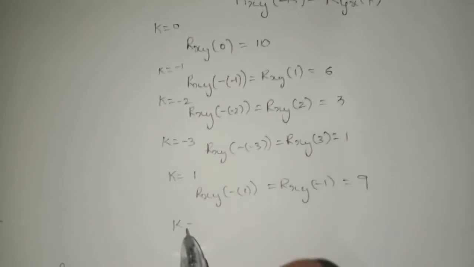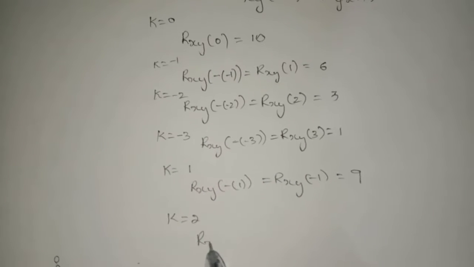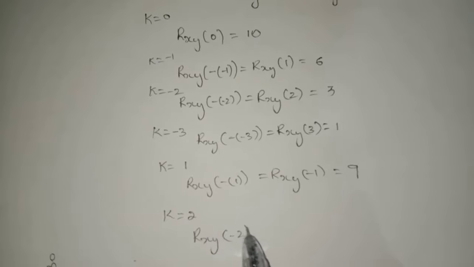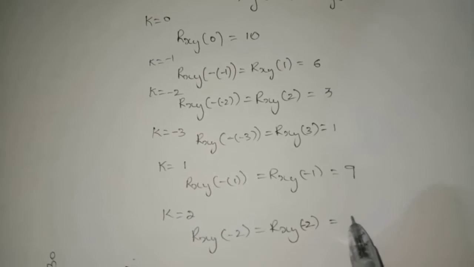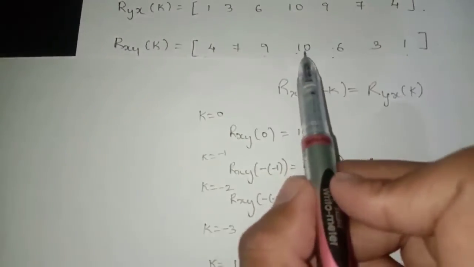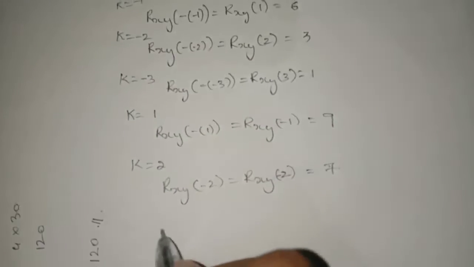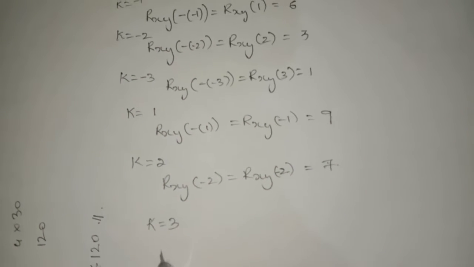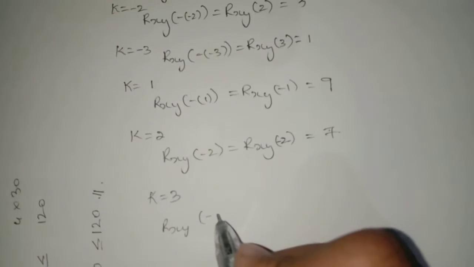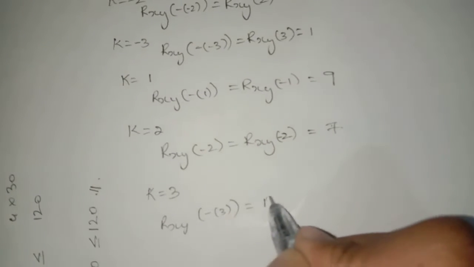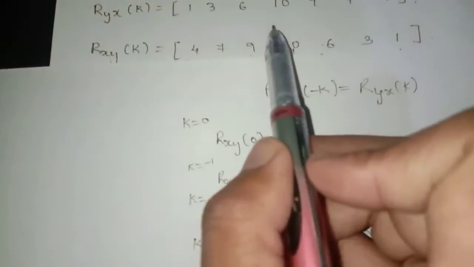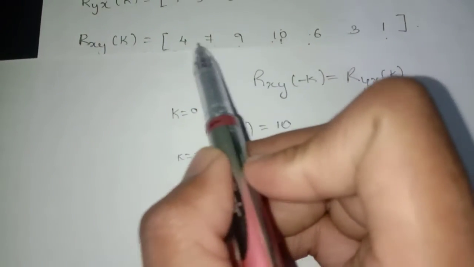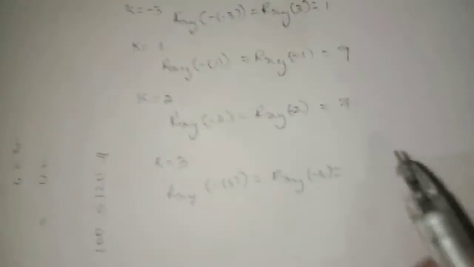When substituting k equals minus 2, rxy of minus 2 will be 0, minus 1, minus 2, which is 7. So 7. Then when substituting k equals 3, that is rxy of minus 3, we get 0, minus 1, minus 2, minus 3, that is 4. So 4.